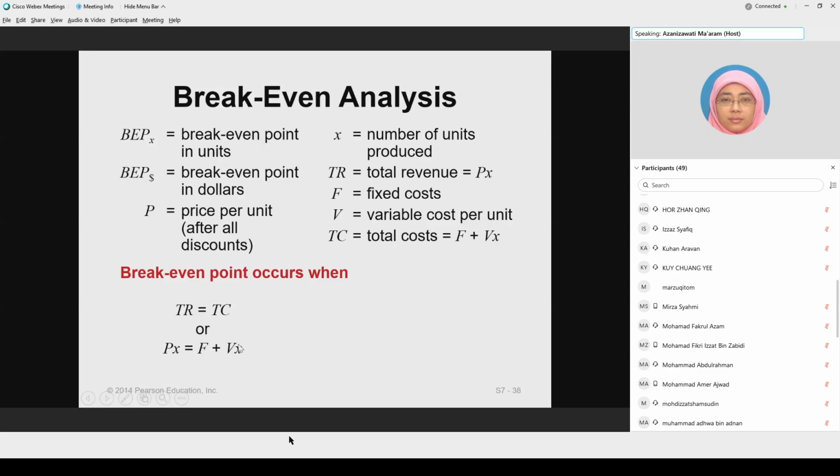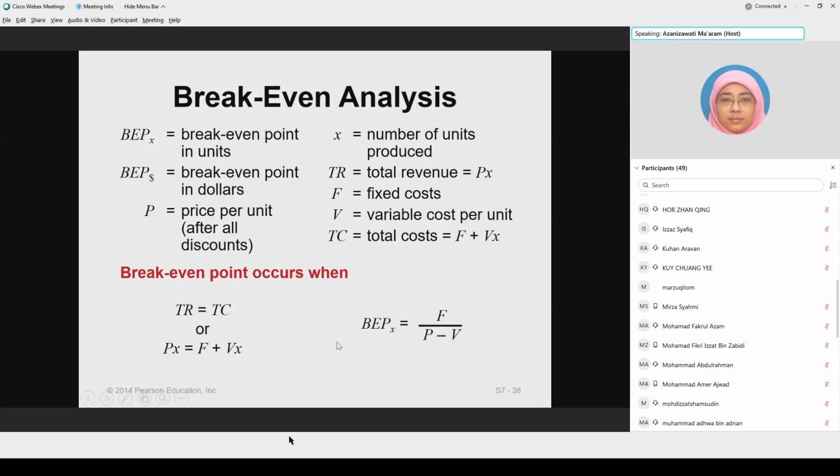Since the variable cost depends on the units, the variable cost has to be multiplied by the number of units produced. Because for fixed cost, they will give one lump sum of money. But for variable cost and for revenue or price per unit, the cost will be per unit. So that's why you have to multiply with the number of units produced.